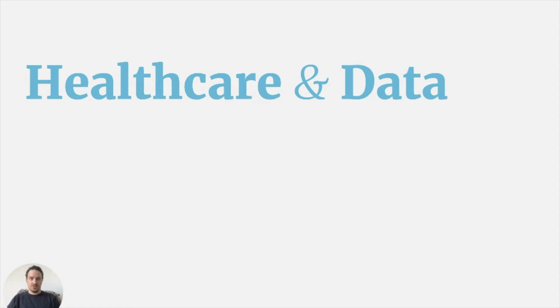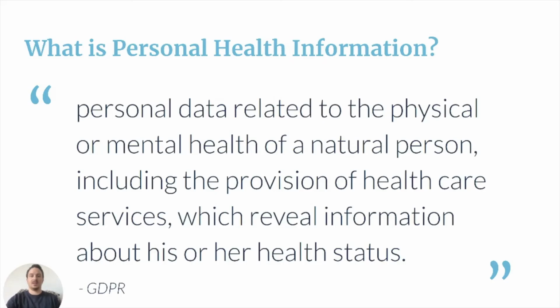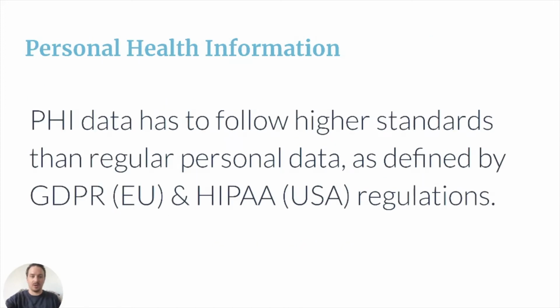Thanks, Ash. Now we want to talk a little bit about healthcare and data. And first, to start off with, really talking about what is personal health information and how does this really differ? Well, personal health information as defined by GDPR is personal data related to the physical or mental health of a natural person, including the provision of healthcare services, which reveal information about his or her health status. Now, that's very legalese, but it's really important because GDPR is a standard which all of us are, I'm sure, very well aware of, and it's something that will definitely impact you if you work in healthcare.